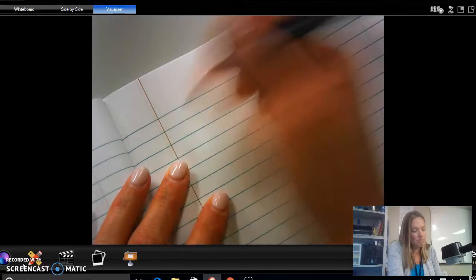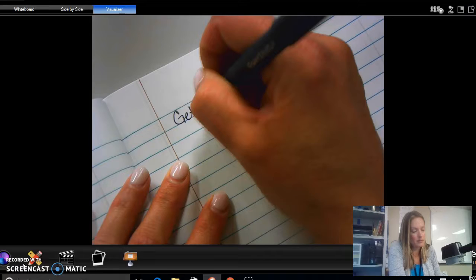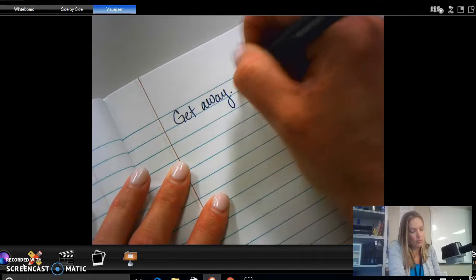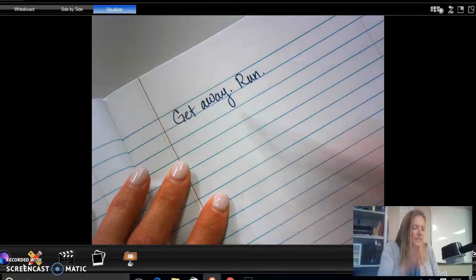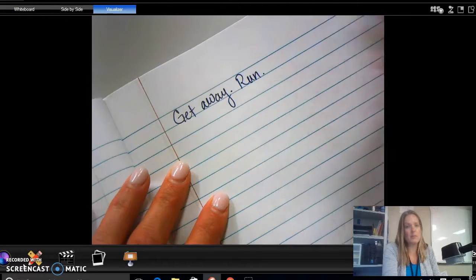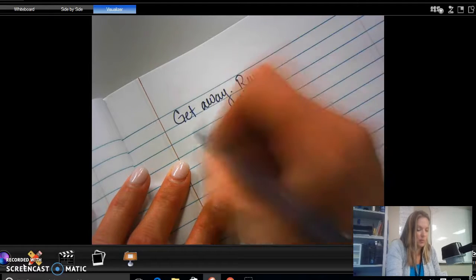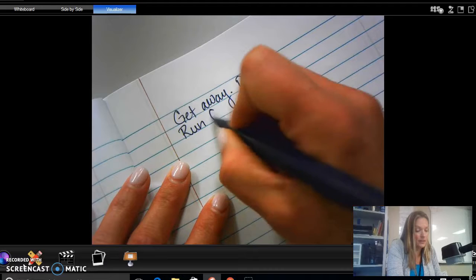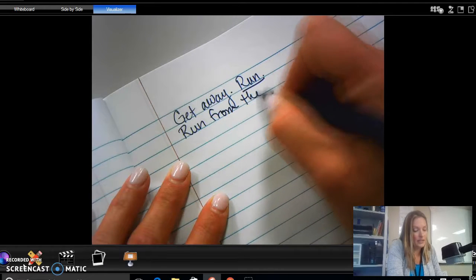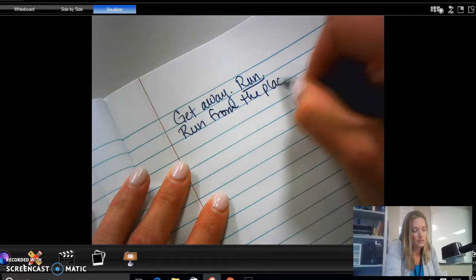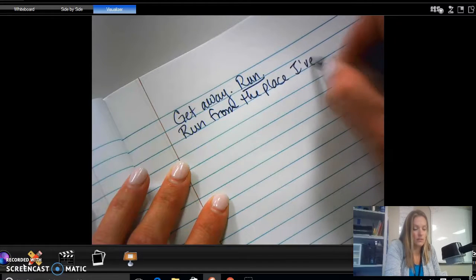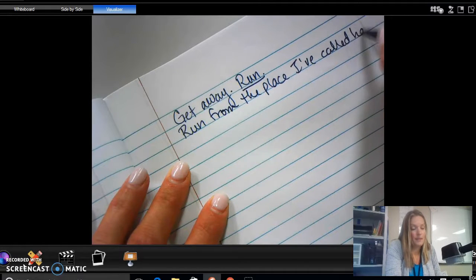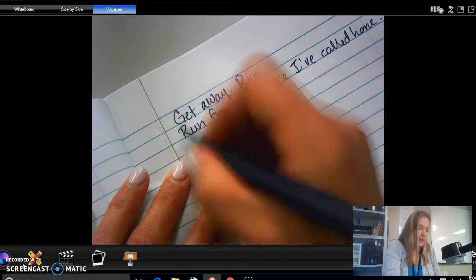Here we go. So I'm going to start with, all right, get away, run. And I'm going to put that in the same sentence, but notice this is totally a fragment, but it's intentional, which means on purpose, so it's okay. And then I'm going to start with my repetition of that word. So that's 1. I'm going 3 to 5. Run from the place I've called home. That's not really a very short sentence. Maybe I'll try a different one here.